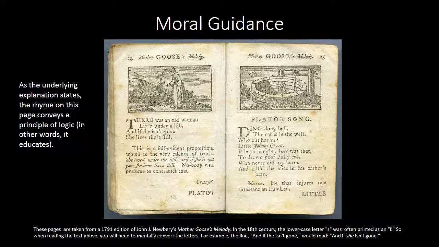Ding dong bell, the cat is in the well. Who put her in? Little Johnny Green. What a naughty boy was that to drown poor Pussycat, who never did any harm and killed the mice in his father's barn.